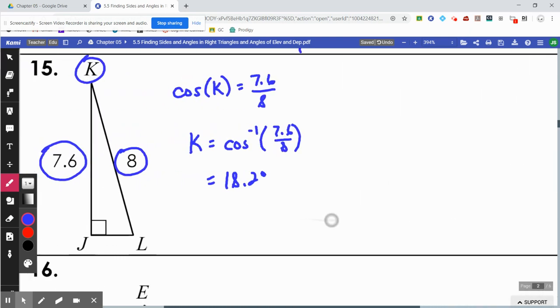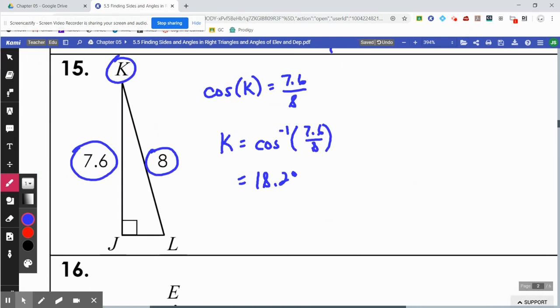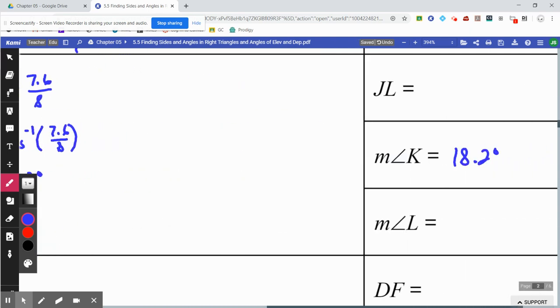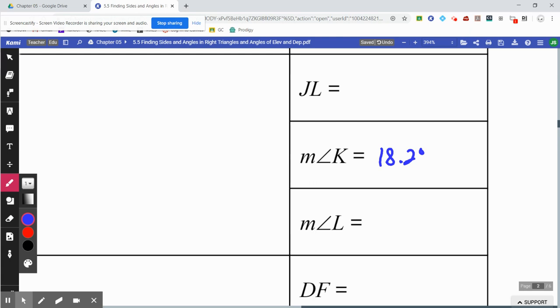Now, do we have to do that again? No, you could. To find angle L, you could do the inverse sine of 7.6 over 8. However, the three angles in a triangle always add up to 180. The two acute angles in a right triangle always add up to 90. So that leaves you with 71.8 degrees for angle L.